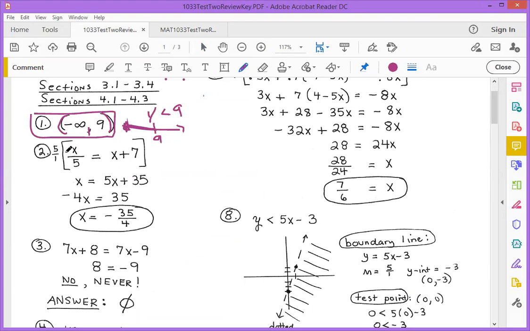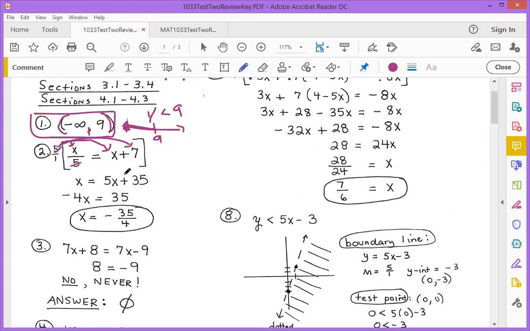Since we're dividing by 5, we're going to multiply each term in the equation by 5 to get rid of that denominator. And 5 and 5 will cancel, leaving x on the left side of the equation. On the right side, 5 times x gives us 5x. 7 times 5 gives us 35. We'll start solving here, right?